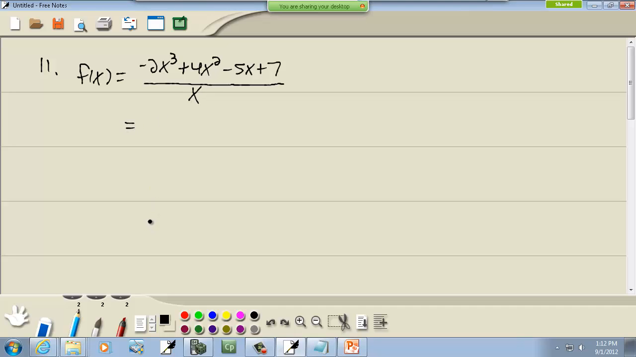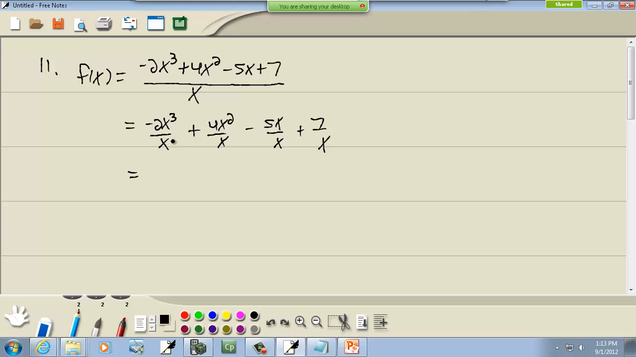Well, we're looking for x to a power. This is a technique you learned back in intermediate algebra, algebra 2. It said if you have one term down in the denominator and then multiple terms up on top, you can split it up. Put each term on top over that denominator. So I'll put negative 2x to the third over x. I'll put 4x squared over x minus 5x over x plus 7 over x.